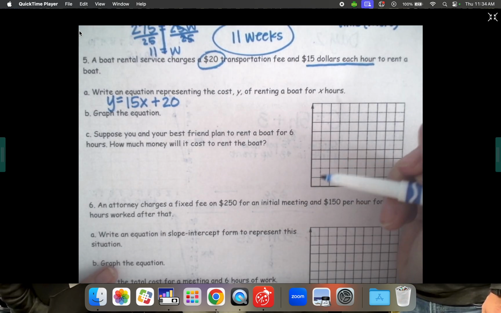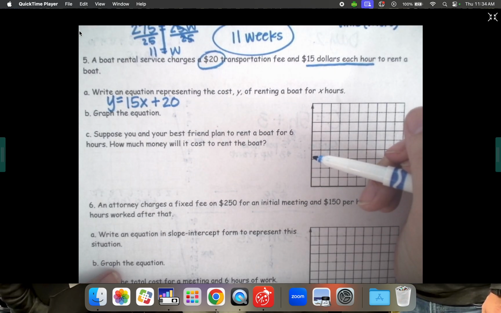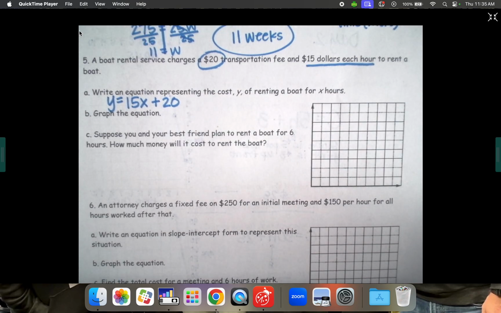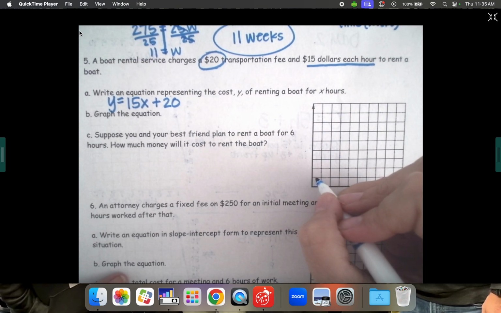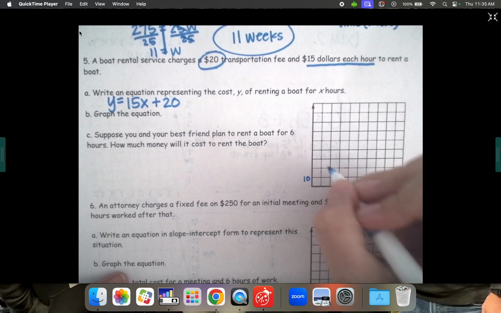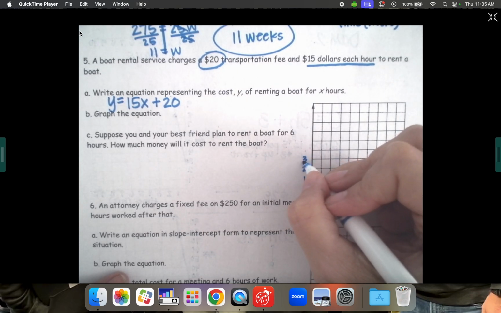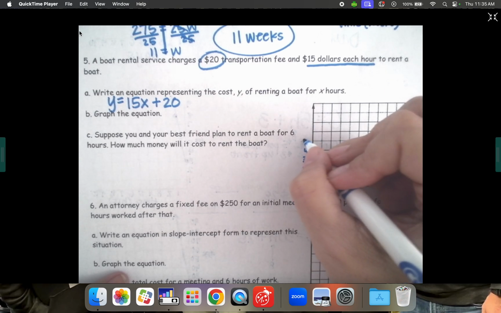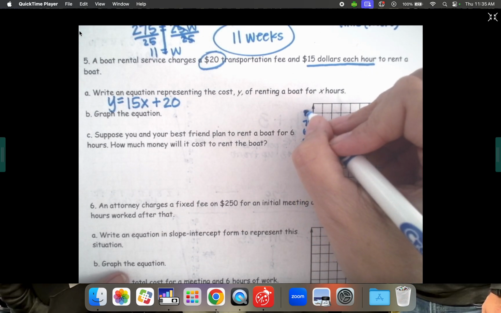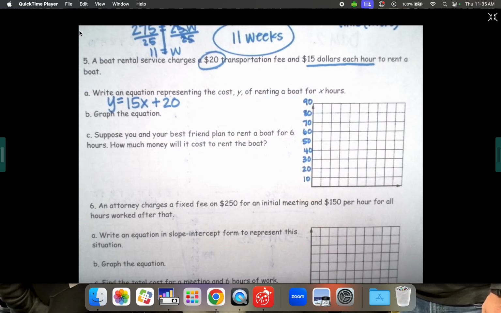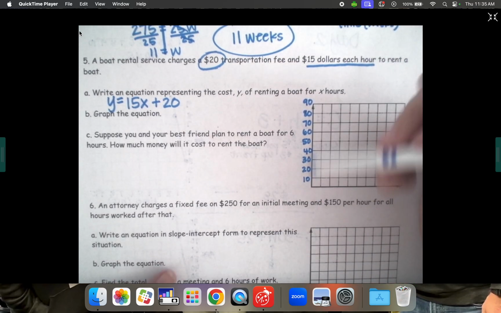So we are going to start with 20, and then we're going to go up by 15s. So I think we should probably just count by, let's just do 10s again. 10, 20, 30, 40, 50, 60, 70, 80, 90. Okay, and that, remember, is how much money.